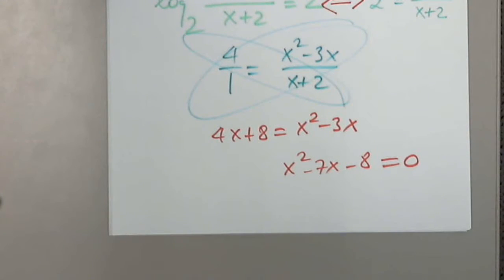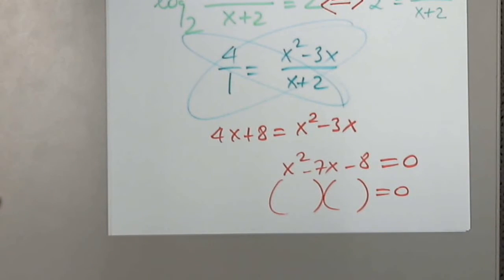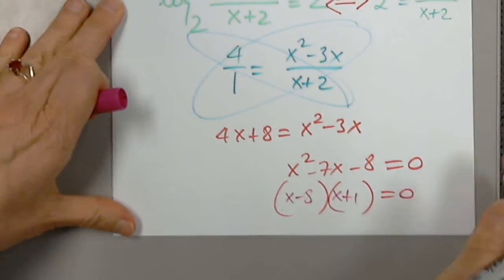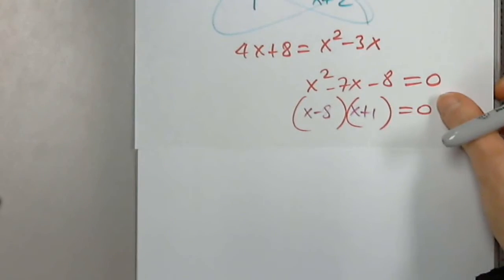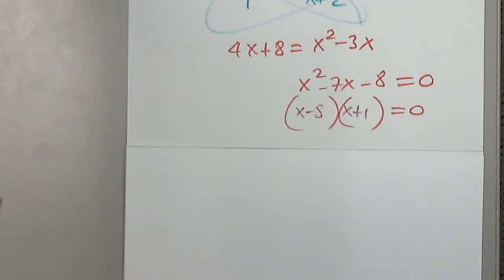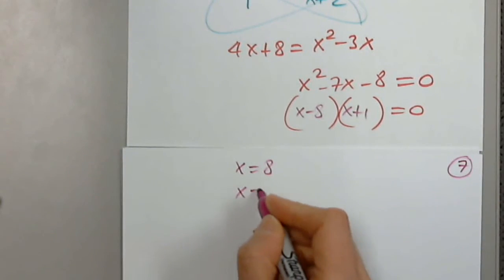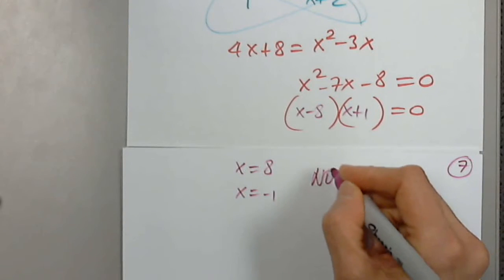And now what? Oh, right. Yes, very good. So let's factor. x minus 8, indeed, x plus 1. So then you're going to give me two solutions. x equals 8, and I'm sure you're going to say that to me, not too fast.